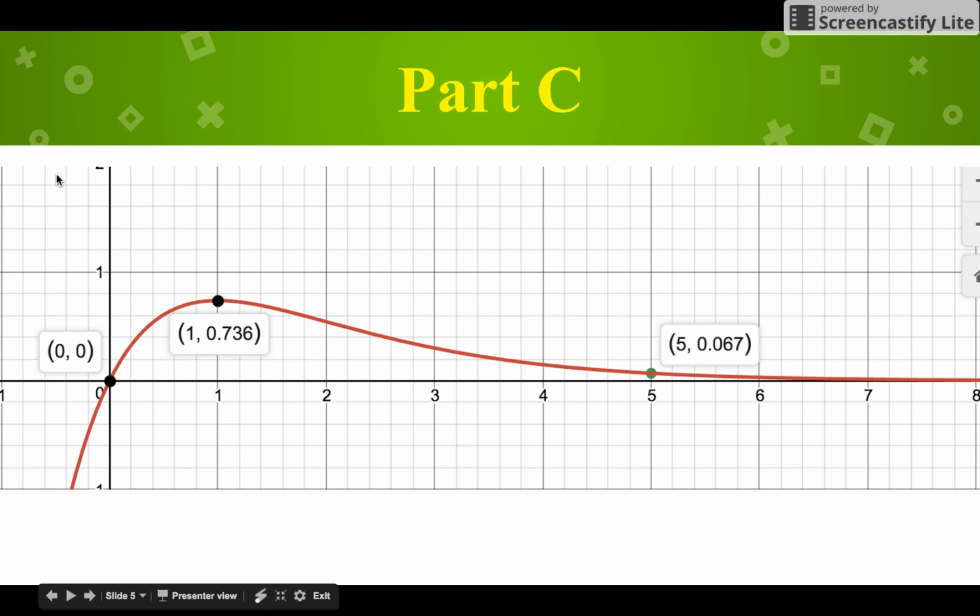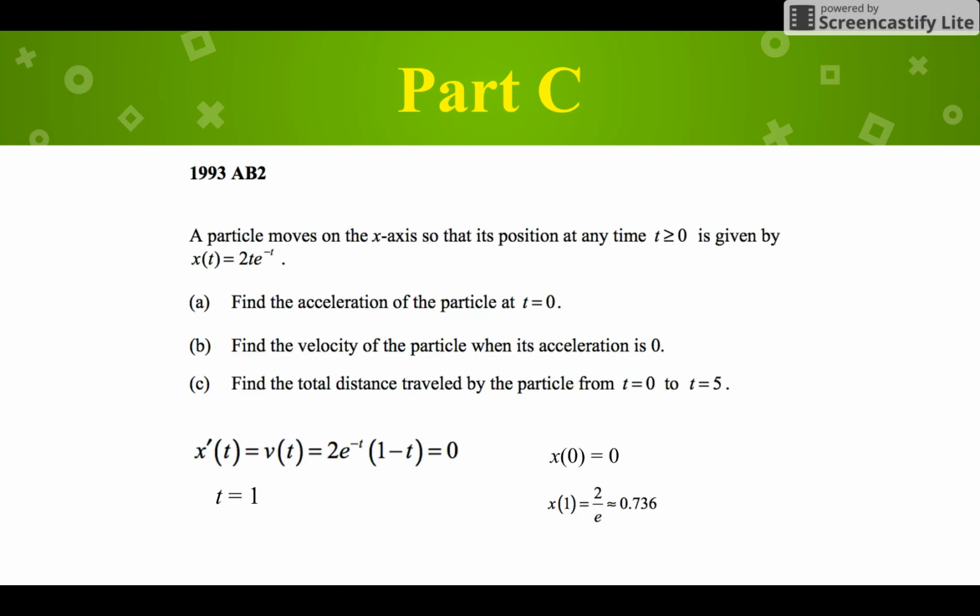The velocity starts off increasing, since velocity is the rate, the slope of this line. So it's always increasing until it gets to 1, and then it starts to decrease, all the way down to 5. So, moving on.